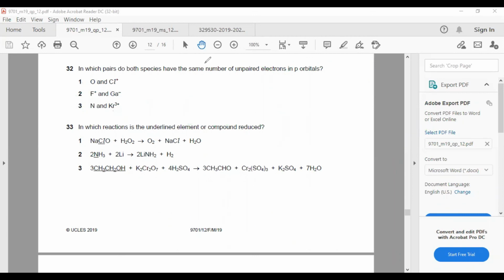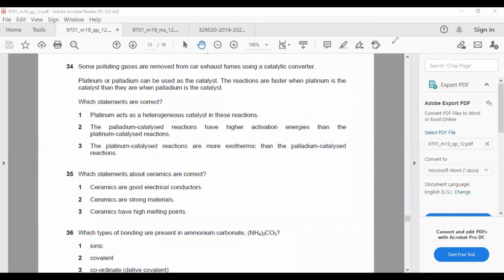Acha ji. 33: in which reaction is the underlined element or compound reduced? It is plus 1 and it is minus 1. Reduced, yes. Nitrogen is minus 3, and nitrogen is minus 3 here also, no change. 2 is wrong. 3 is also wrong because the alcohol is oxidized, not reduced.